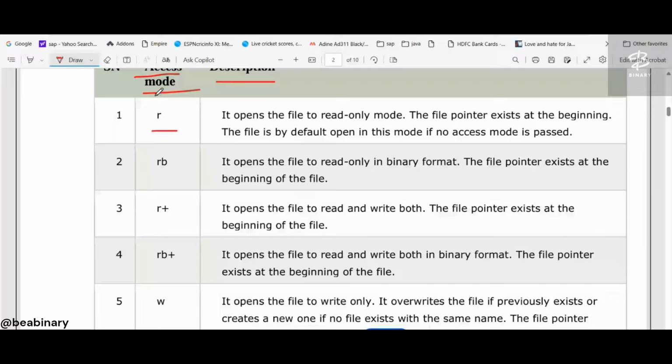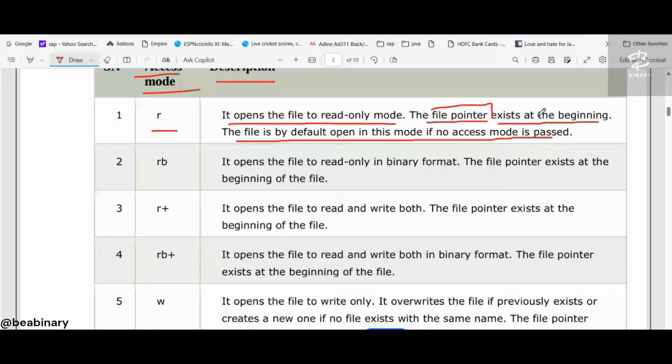The file pointer, as I already discussed, is a cursor. So the file pointer exists at the beginning. The file is by default opened in this mode if no access mode is passed. That means when you open a file in R mode, two things happen: the file is opened and the cursor is pointed here. It says the file pointer exists at the beginning.